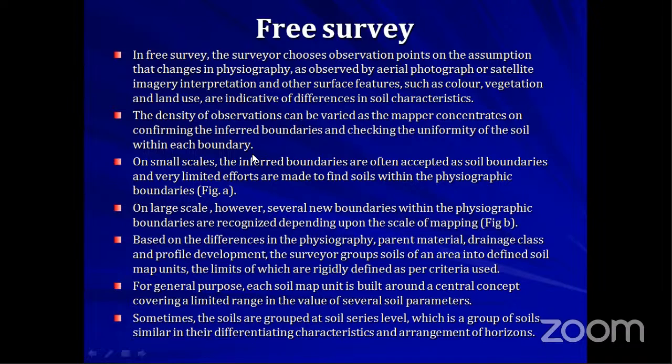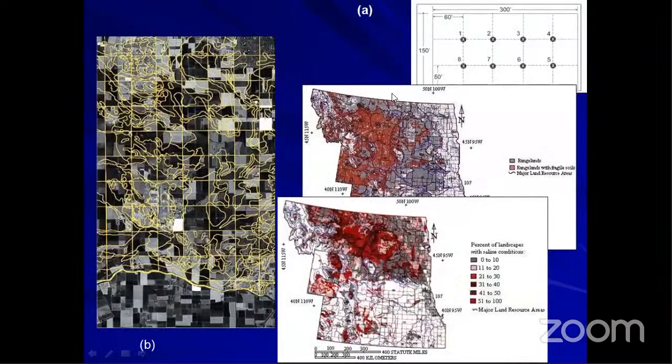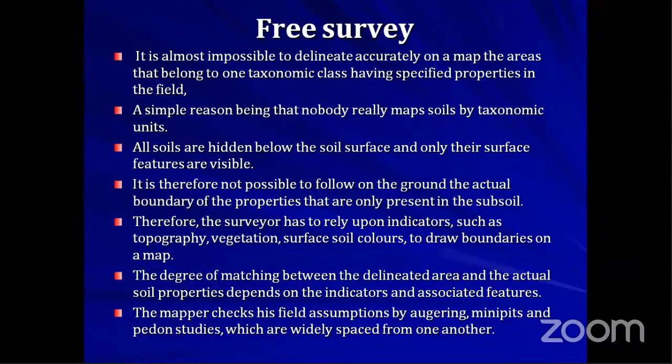In free survey, we change our soil boundaries based on soil color, vegetation, imaginary lines, etc. There is not much more to read about free survey. It is a very simple technique, a field observation. Overall, it is an accurate delineation on the map of an area belonging to one taxonomic unit. The surveyor relies completely on the topography and the vegetation.